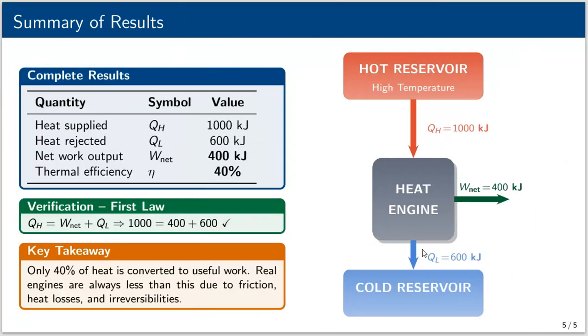So here is the complete result. Heat supplied QH is 1000 kilojoule, heat rejected QL is 600 kilojoule, net work output Wnet is 400 kilojoule and thermal efficiency eta is 40%. And QH equals Wnet plus QL, that is 400 plus 600, which verifies the first law. So here is the key takeaway: only 40% of the heat is converted to useful work, and real engines are always less efficient than this due to friction, heat loss and irreversibility.